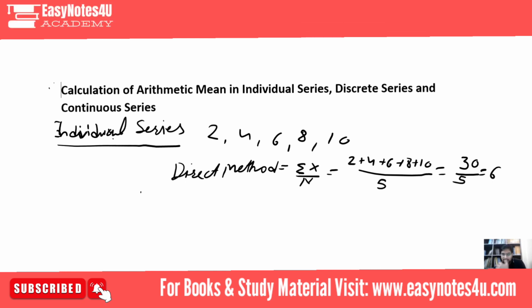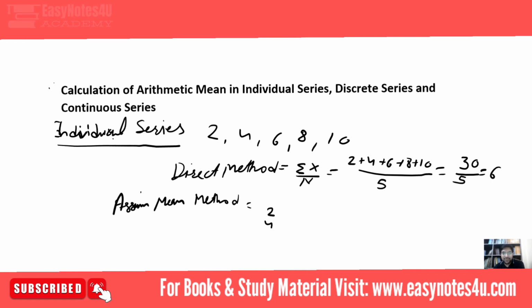The same thing you can also do through the assumed mean method. How will you calculate in the assumed mean method? In the assumed mean method, you have to assume any one of the values as a mean, such as 2, 4, 6, 8 and 10. You can take any value as the assumed mean. For example, we take 6 as the assumed value.